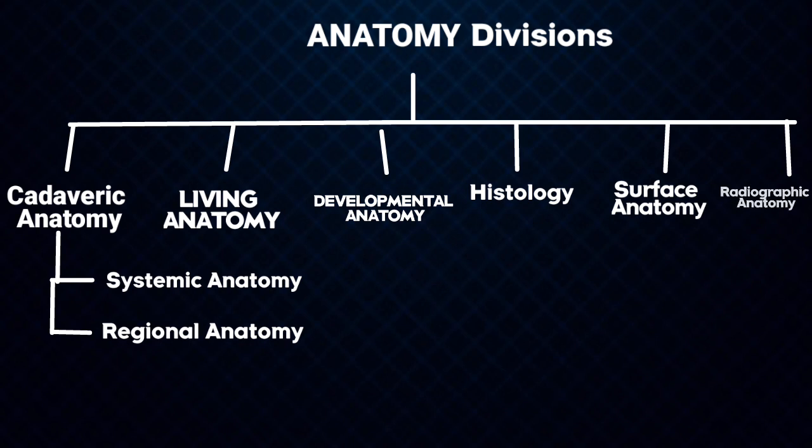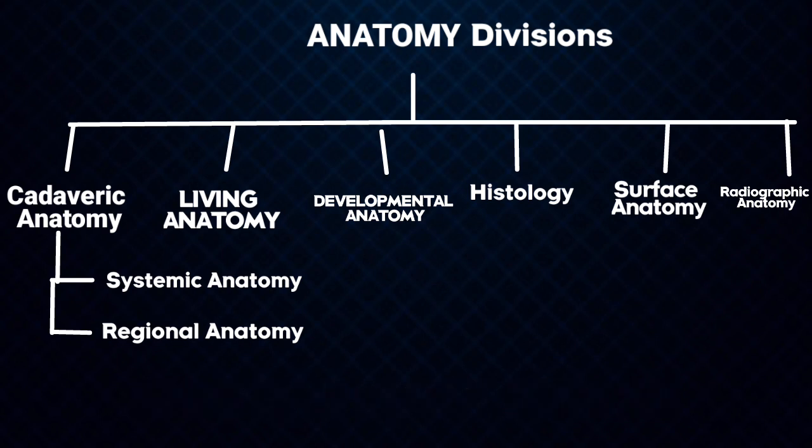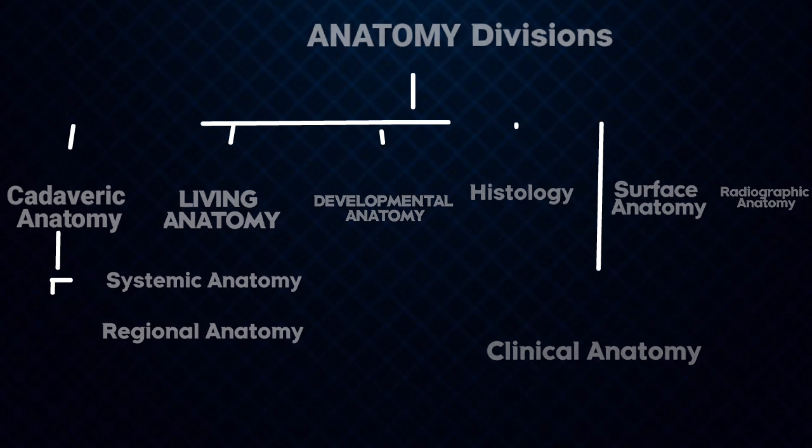The radiographic and imaging anatomy. It is the study of the bones and different organs by plain and contrast radiography, for example, the X-rays, the CT scans, etc. The clinical anatomy is the most important branch of anatomy. It deals with the application of the anatomical knowledge to medical and surgical practices. There are many minor branches and sub-branches of the anatomy.